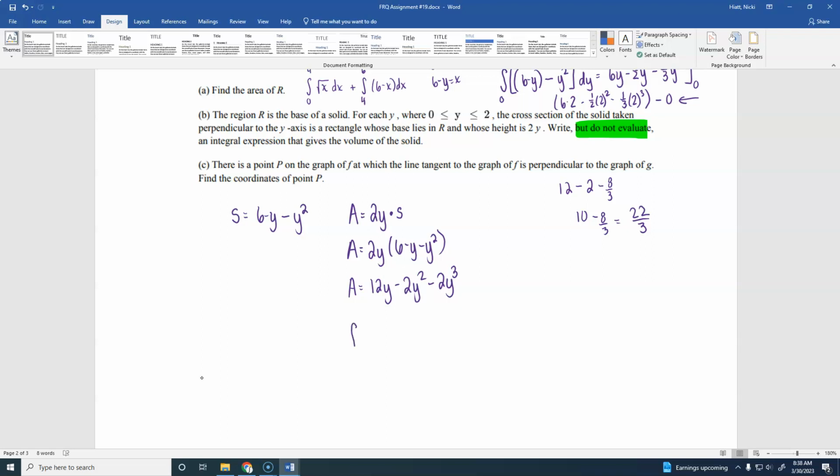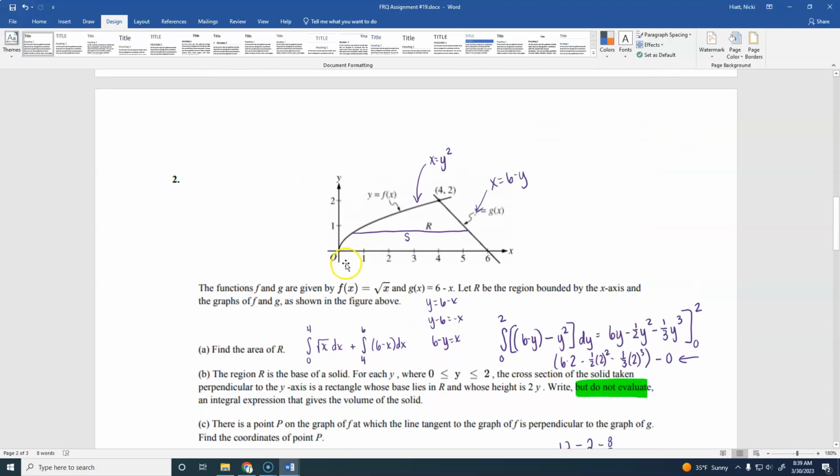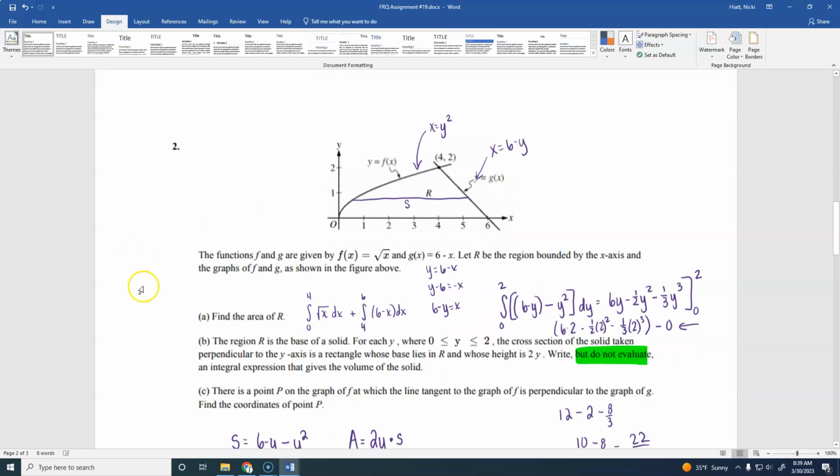You are going to integrate that, 12y minus 2y squared minus 2y to the third. Make sure you put your dy over here on the end. Since all of your variables over here are y's, you have the dy, you need to look at the y-axis for your limits. What are they going to be? 0 to 2.